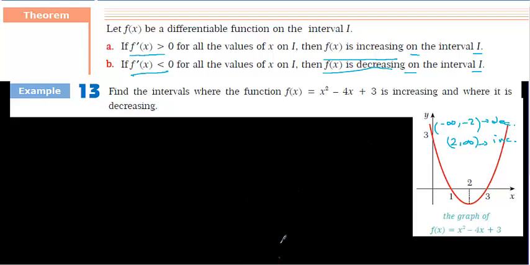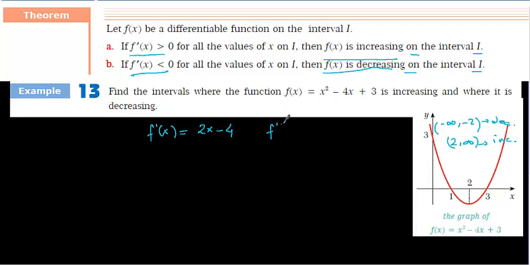Okay, the first derivative is going to help us. First, let's find the derivative of the expression. f'(x) is equal to 2x, since the derivative of x squared is 2x. The derivative of minus 4x is minus 4. The derivative of 3 is equal to 0.